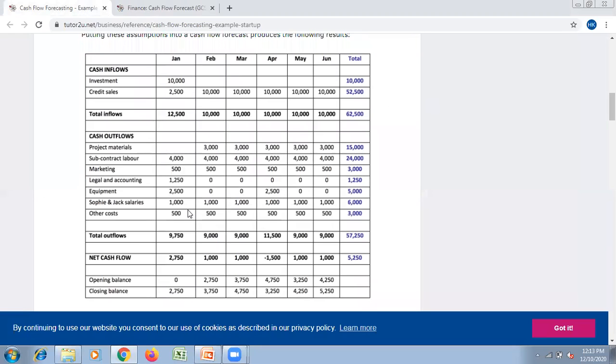Similarly, if I talk about this one as well, now this is rather more complex, right? But I'll just tell you again the basic principle. The cash inflows. Okay, again January, February, March, April, May, June. Forget about the total, right?